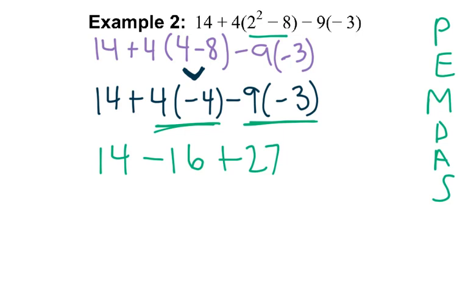And now we're able to move just from left to right with our addition and subtraction. So I'm going to do 14 minus 16 first, which gives me negative 2 plus 27. Negative 2 plus 27, that gives me 25.